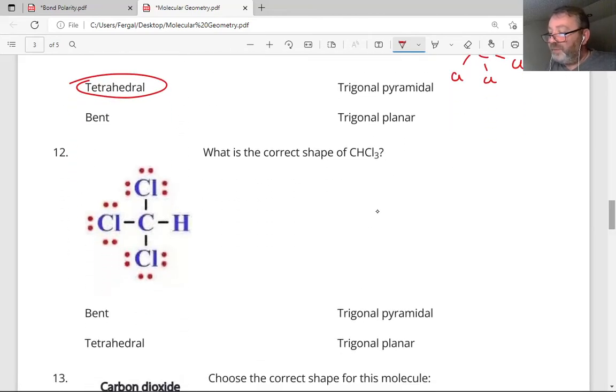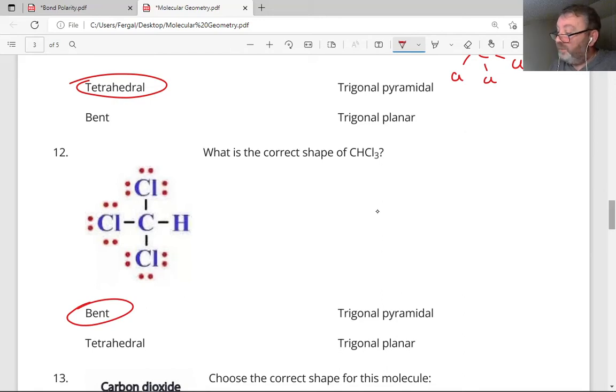What is the correct shape of CHCl3? Now, there's 2 rules. There's no electrons left around the center, but not all the terminal molecules are the same. So therefore we are going to get this thing distorting its geometry. It's not going to be tetrahedral, it's not going to be trigonal planar, it's going to be bent out of shape.